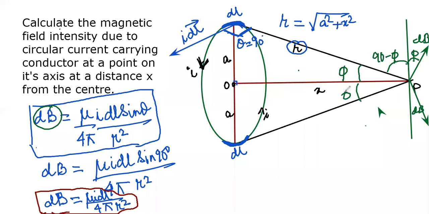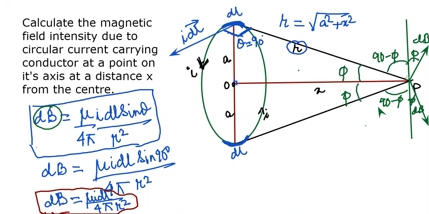This is again phi, so this will be 90 minus phi. So this will be once again phi. Am I clear? So this is dB is phi. So we can resolve this dB into components.